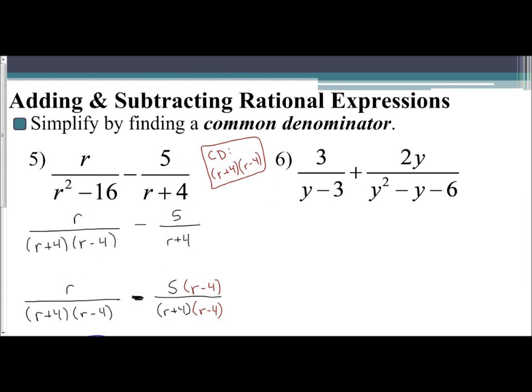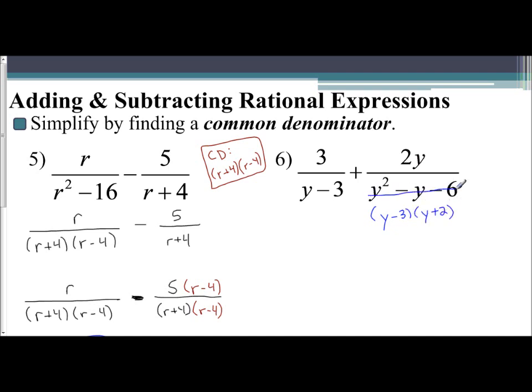Let's look at example 6. I have y minus 3 on the bottom here. I have y squared minus y minus 6 on the bottom here. So what I'm going to do at this step, I'm going to factor the bottom right now. This gives me y minus 3 and y plus 2.